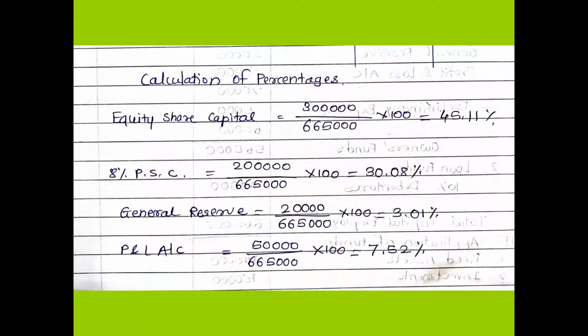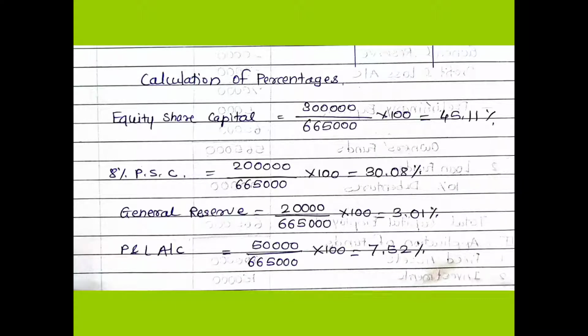What is our formula? That item of profit and loss account or item of balance sheet should be taken here and divided by the total capital employed here. In case of common size income statement, the amount of net sales will be here, and in case of balance sheet, the amount of total capital employed will be here. So here equity share capital is 3 lakh rupees and this is total capital employed 6,65,000 into 100. So percentage we got here is 45.11%. That means out of total capital employed, equity share capital is 45.11%.